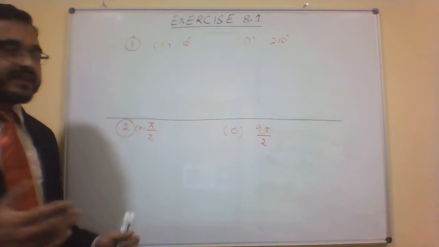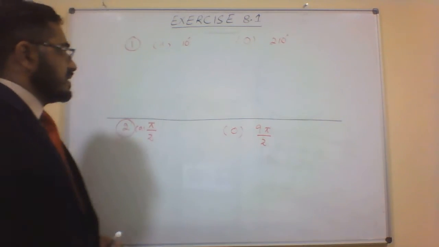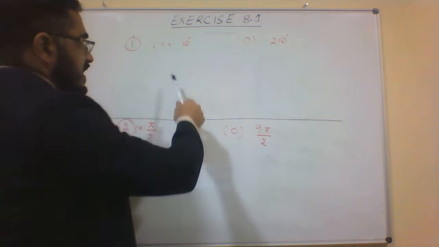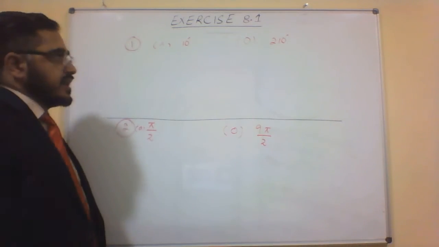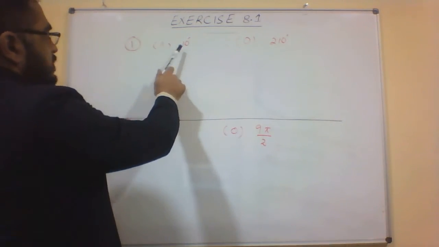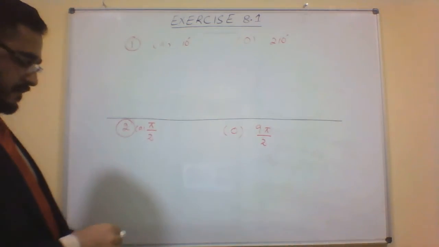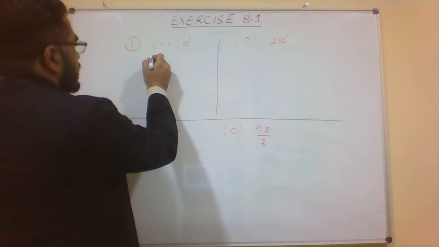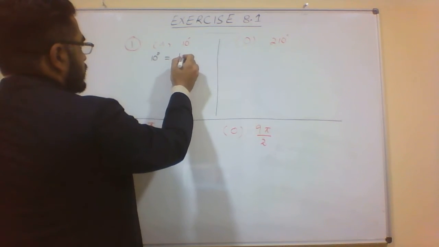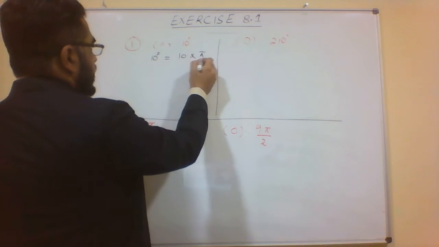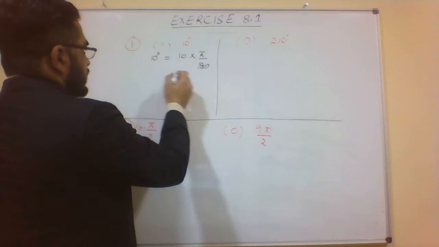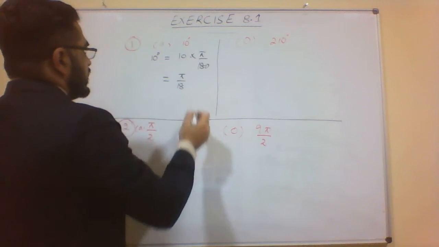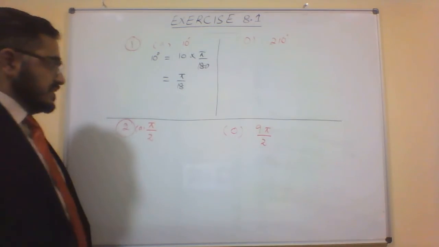Now we are going to start exercise 8.1. In question number 1, you have to convert different degrees into radian. The first part here is 10 degree. How can we convert 10 degree into radian? 10 degree will be equal to 10 into pi divided by 180. That will be pi divided by 18 radian.